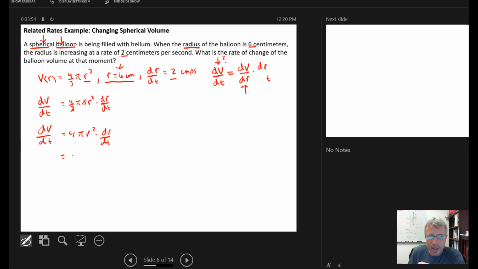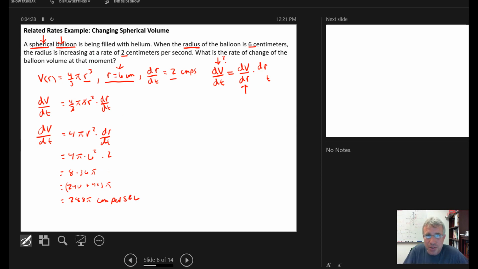So when the radius is 6, then dV/dt is going to be 4 pi times 6 squared times dr/dt, which is equal to 2 centimeters per second. And now it's just a matter of simplifying things. We have 8 times 36 pi, which is going to be 240 plus 48 times pi, which is just going to be 288 pi centimeters per second.